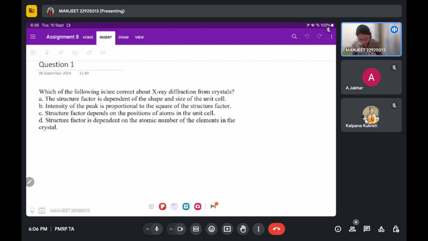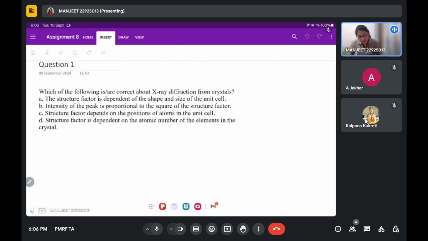In part A, it is asked: the structure factor depends on the shape and size of the unit cell. In part B: the intensity of the peak is proportional to the square of the structure factor. In part C: the structure factor depends upon the position of the atoms in the unit cell. In part D: the structure factor depends on the atomic number of the elements in the crystal.